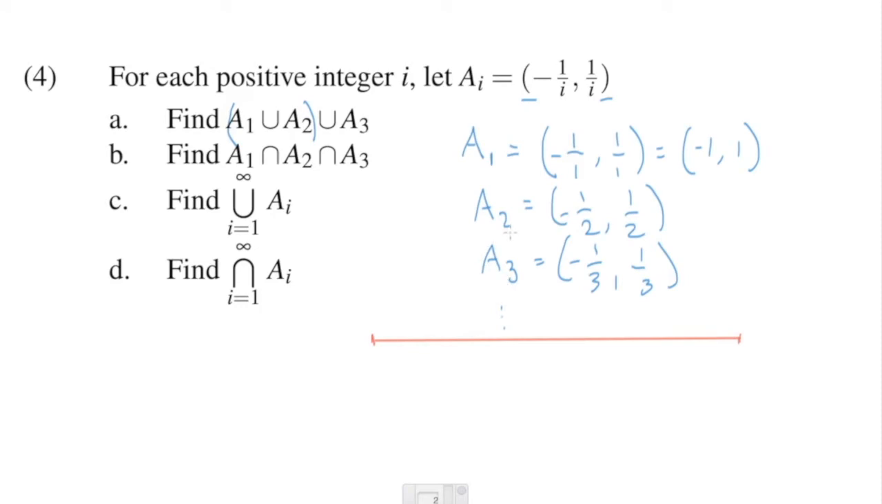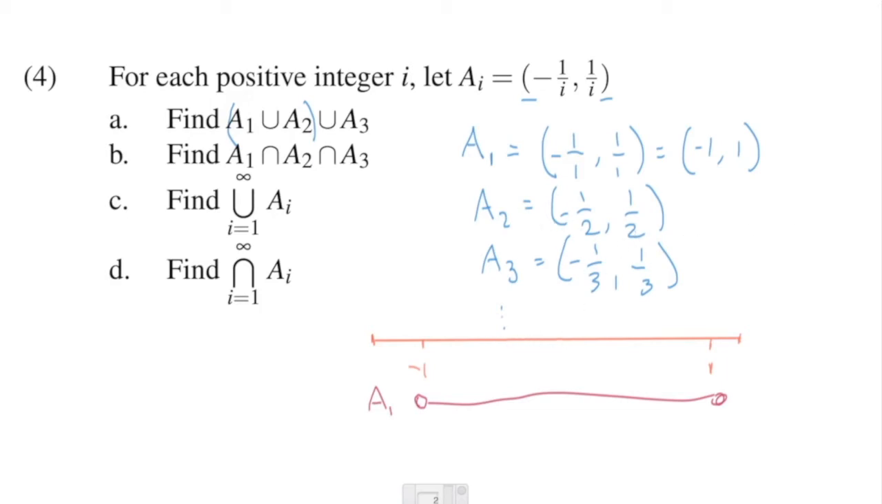Okay, so all these intervals get smaller and smaller, right? So we go from -1 to 1, then we go -1/2 to 1/2, -1/3 to 1/3. So they're always getting smaller. So our biggest possible interval will be -1 to 1. And it will be the open interval from -1 to 1. Okay, so that will be A1.